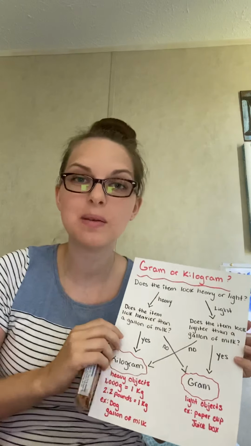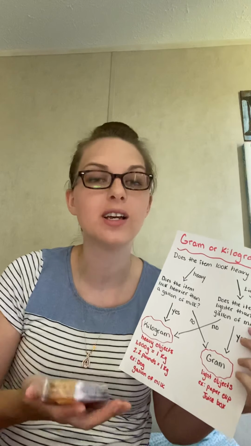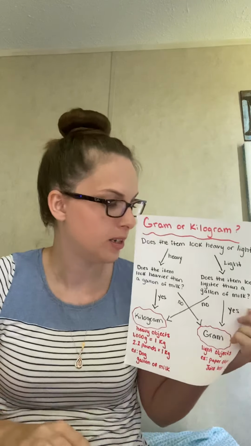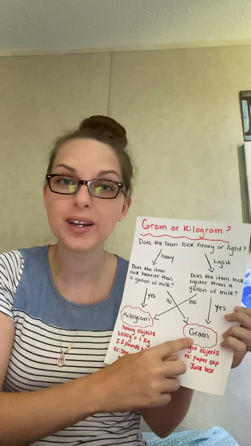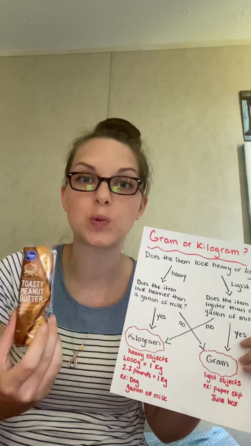So the arrow says, does the item look lighter than a gallon of milk? So let's hold them up together. I got a gallon of milk and these crackers. I can easily hold these crackers in my hand. But if I try to hold this gallon of milk in my hand, I'm almost afraid I'll drop it. So I think these crackers would be much lighter than a gallon of milk. And I determined that by holding them in my hands. And I felt that these crackers felt much lighter. They're also much smaller too. So I'm going to follow the yes arrow, to grams. So that helps me determine that I think these crackers would be weighed in grams.